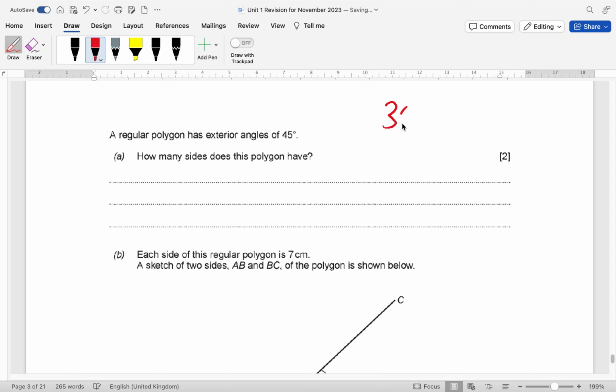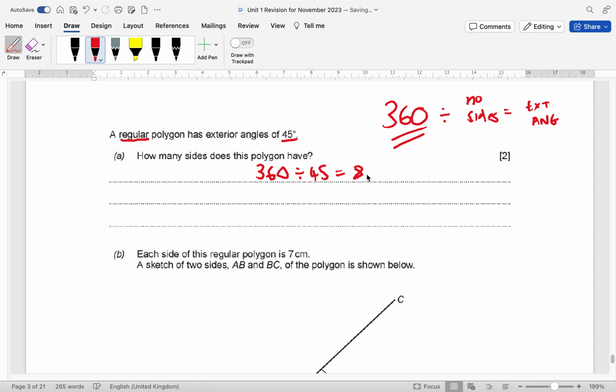And the final page. Exterior angles add up to 360. You can either divide that by the number of sides to get the exterior angle, or you can divide 360 by the exterior angle to get the number of sides. In this case, it's regular, which is what we need, meaning all of them are the same, all the angles are the same. So if the exterior angles are 45, how many 45s go into 360? There's 8, so this must be an 8-sided shape.